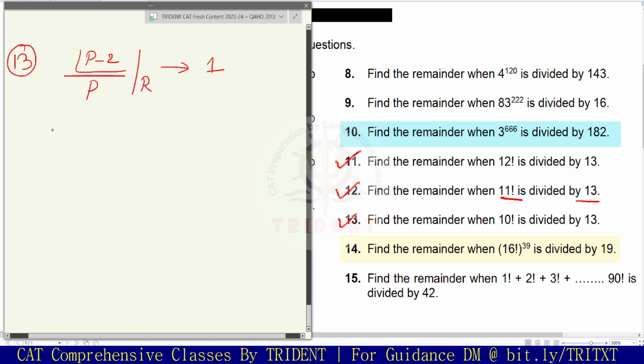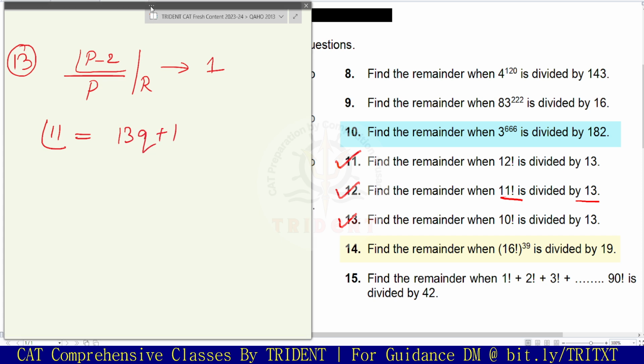Now, just now we have seen that 11 factorial, when divided by 13, gives remainder 1. So in terms of dividend, divisor and remainder, I can write it like this: 13q plus 1. I'm just trying to give you a logic.